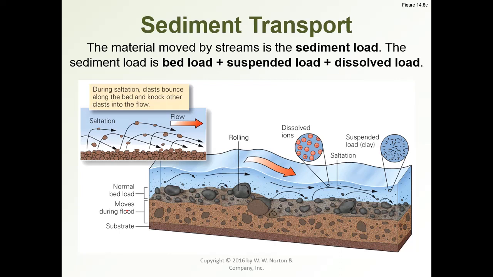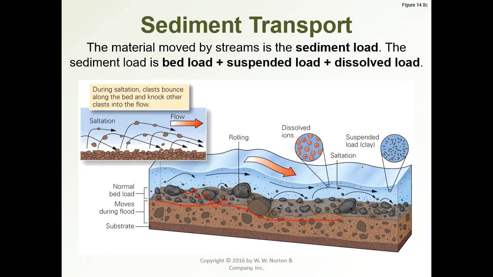The water available in the river will determine how much sediment it can move and carry. The material being moved is called the sediment load. The sediment load is broken into three different types. We have bed load. Bed load is the stuff that is bouncing along the bed of the stream. It is moving through a process called saltation, similar to the way that sediment moves through wind. That's basically just bouncing along. This is the bigger stuff, the larger sediments.